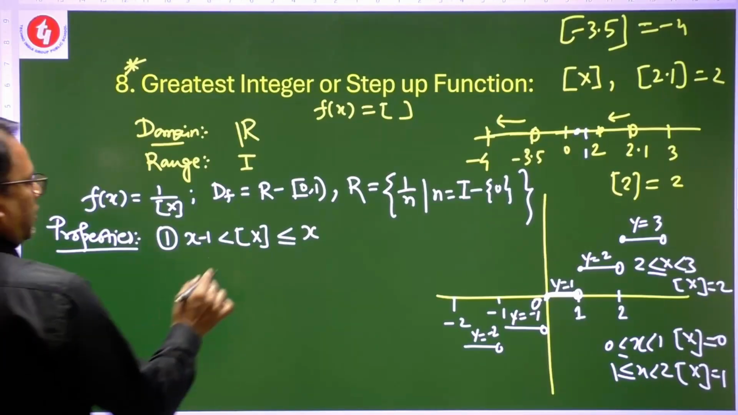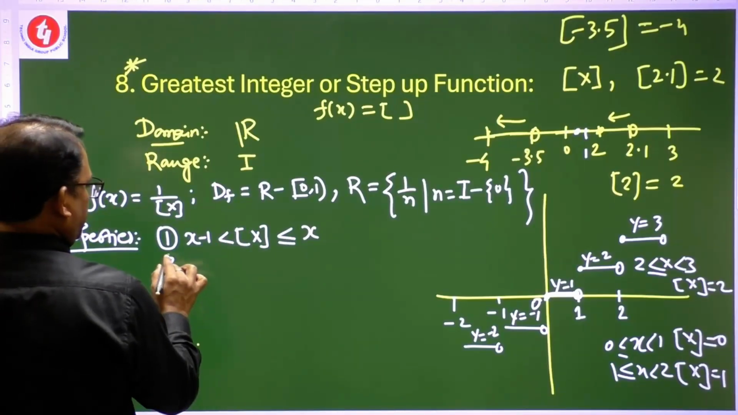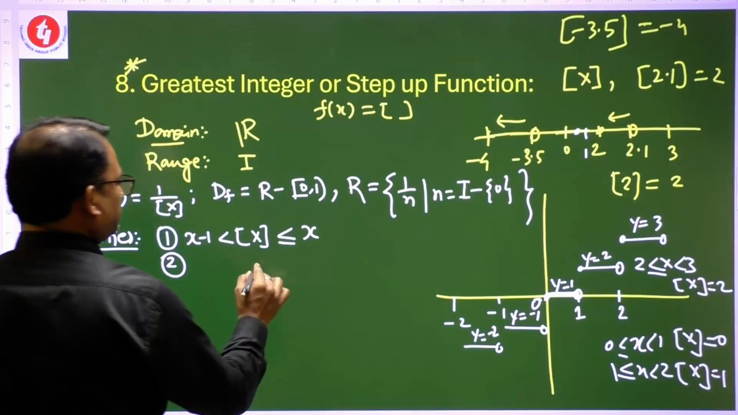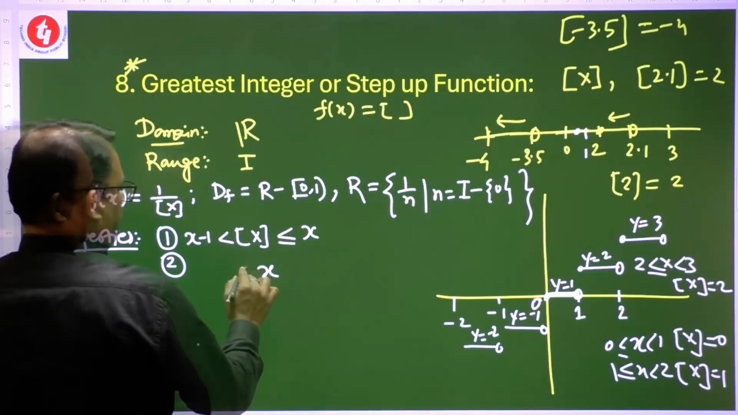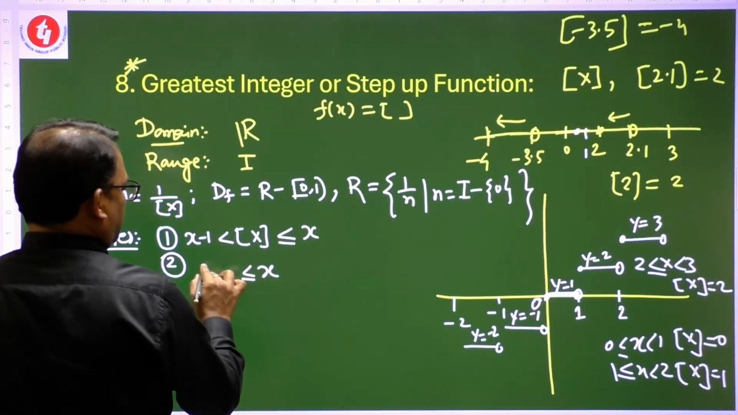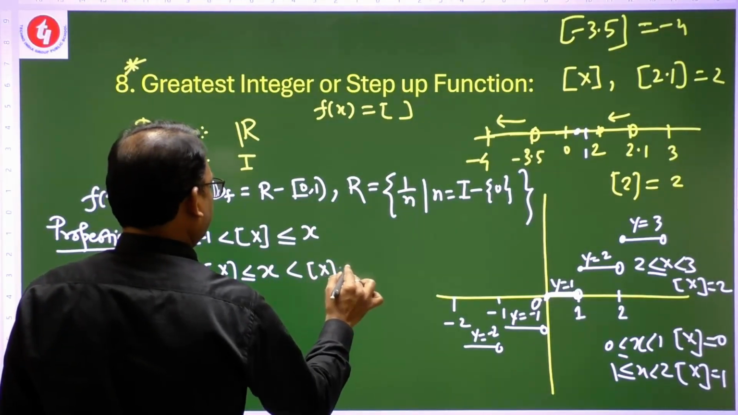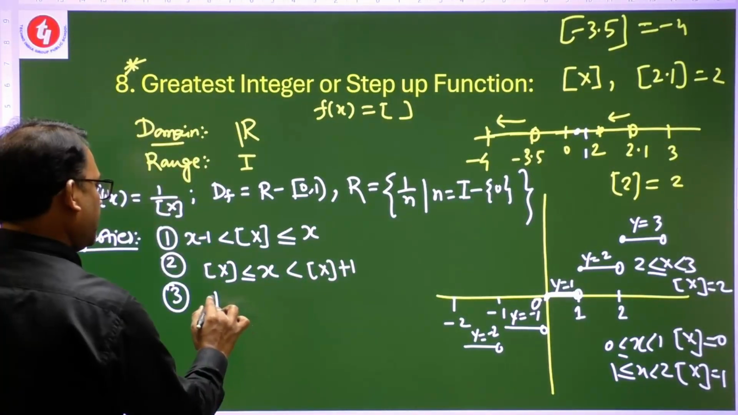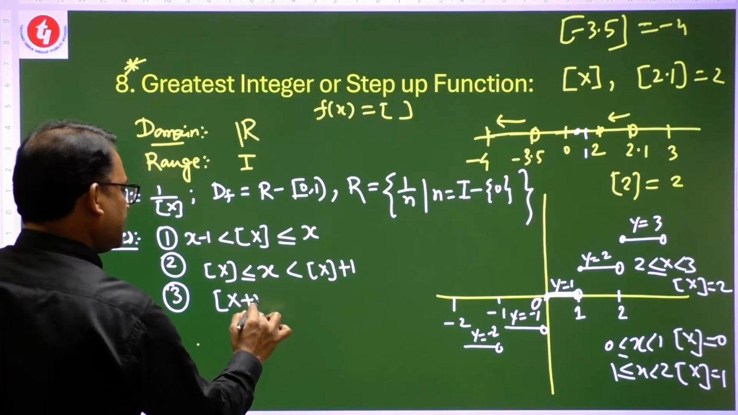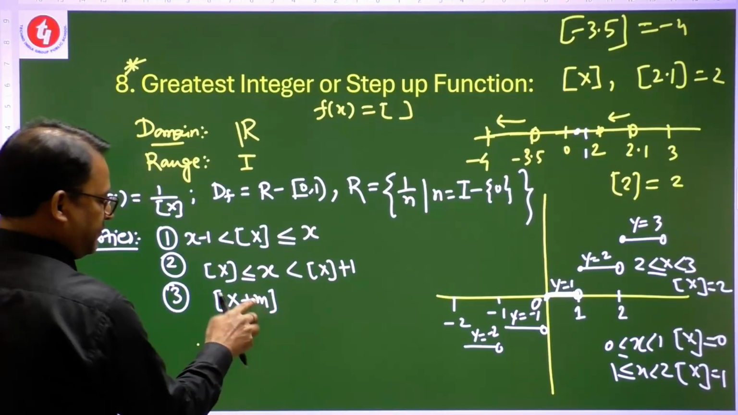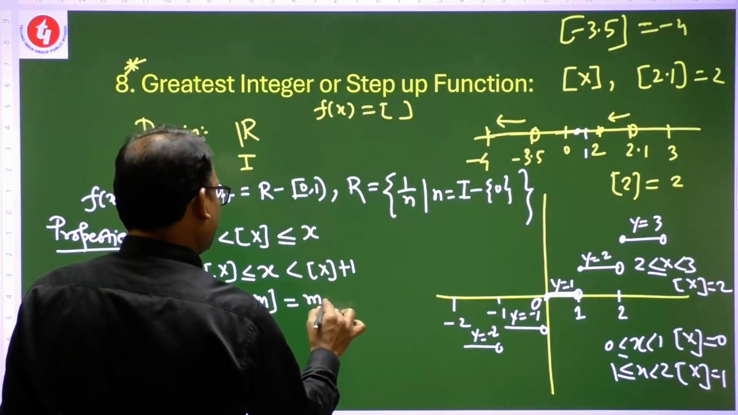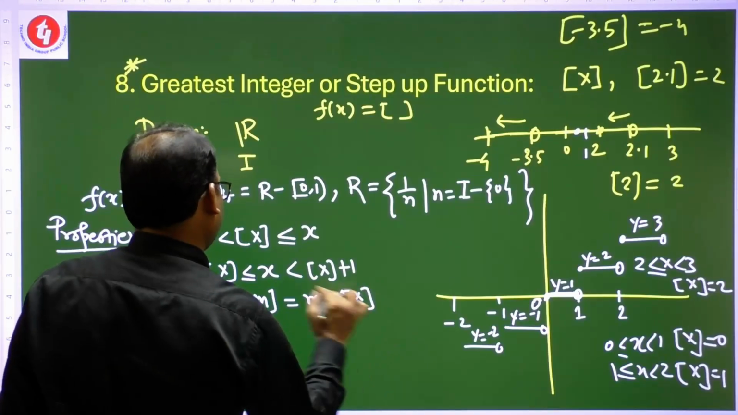Now this definition you can also change and write in this way: x is greater than or equal to box of x, and x is less than box of x plus 1. Third one: if you are going to calculate box of x plus some integer m, since it is an integer, it will come outside of the box. You have only this one.